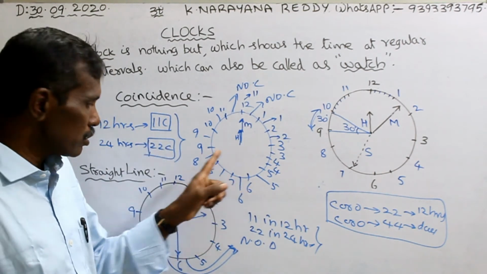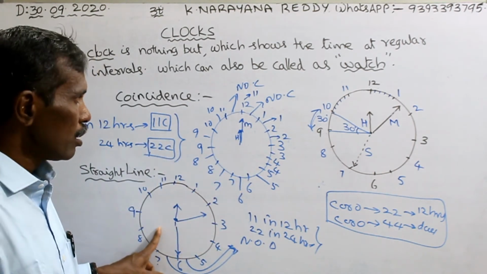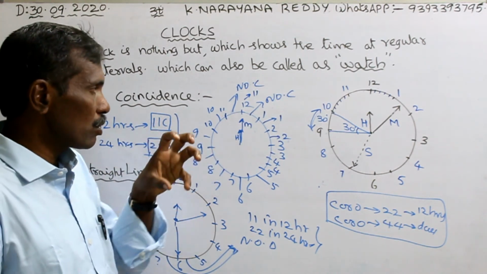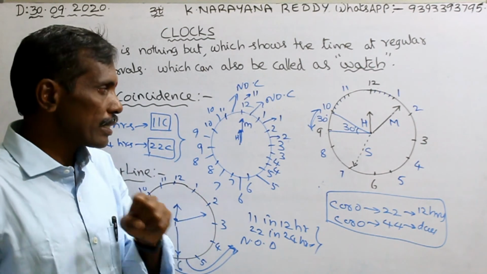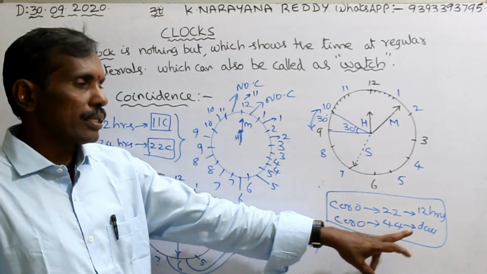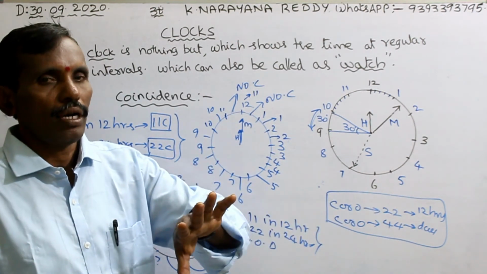Coincidence will happen every time, in the same way as opposite direction or straight line. So both, that means the coincidence or opposite direction, happen 22 times in 12 hours and 44 times in a day, that is in 24 hours.